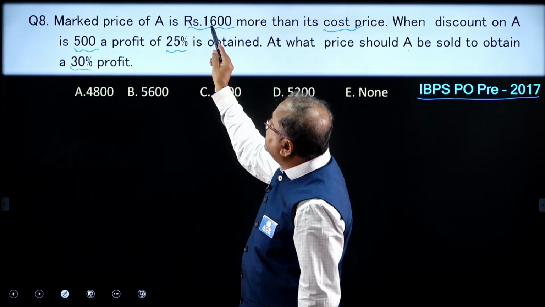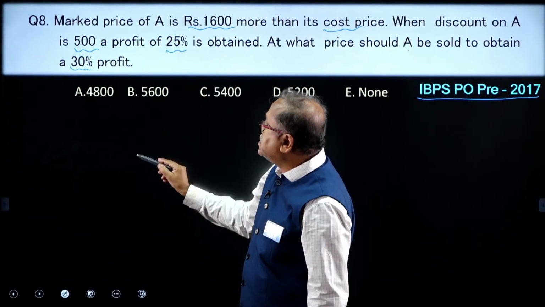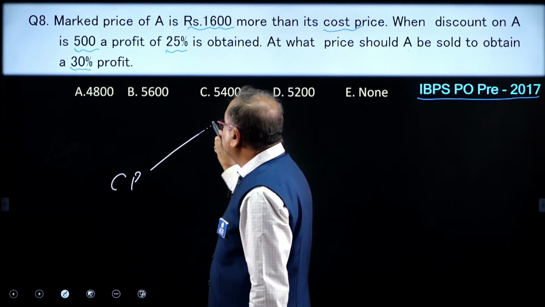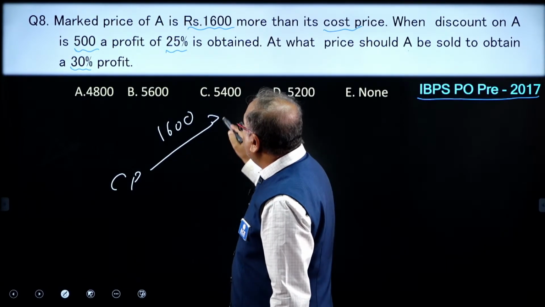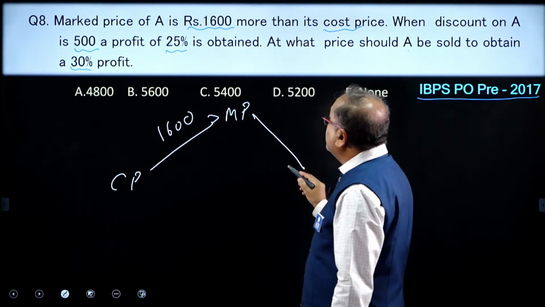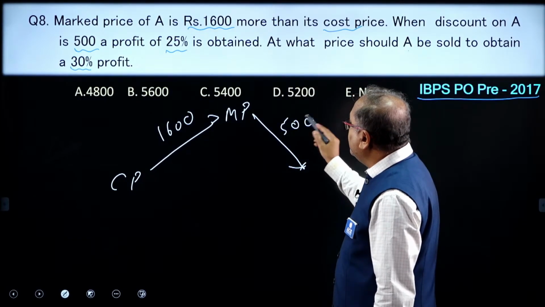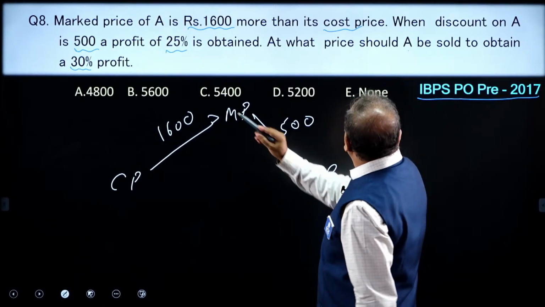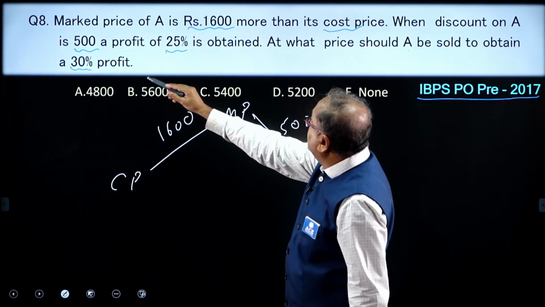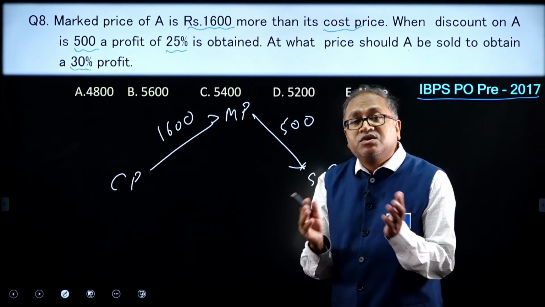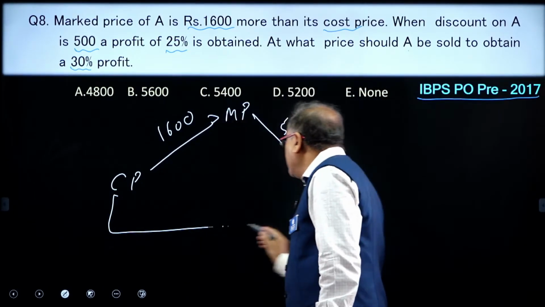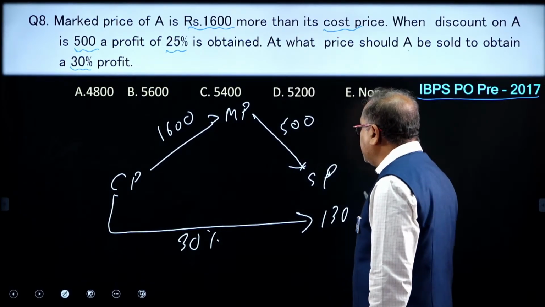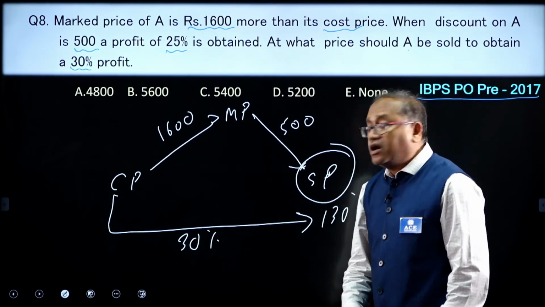So, I have the discount price raised over here. Look at this one, the mark price is raised by 1600 over the cost price. I have the mark price and the discount of 500 is given, so I am getting the selling price over here. And it is also asked at what price it should be sold. To get 30% profit, I need 130% of the cost price.